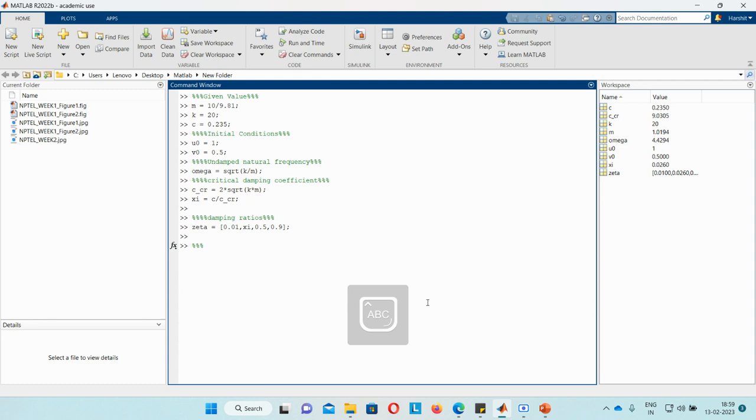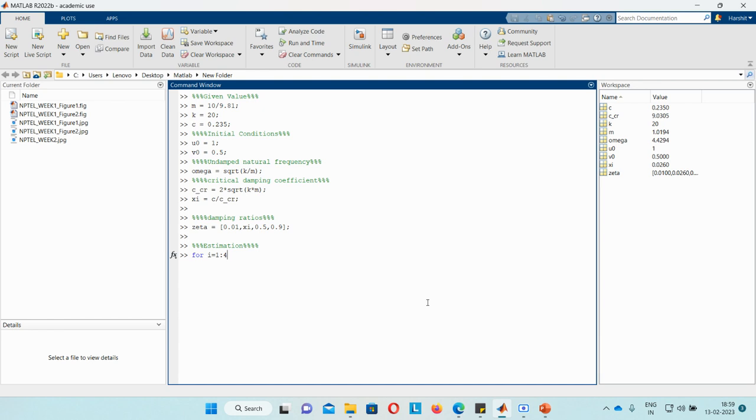Now we'll proceed with the estimation part. Estimation is how the displacement response will change with time. To simplify the code, we won't write everything again and again for different damping ratios. So we use a for loop. For i equal to 1 to 4, since we have four damping ratios, I'm making four loops. What this loop will do is run the same code four times.